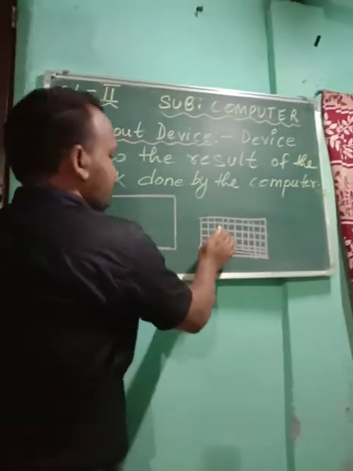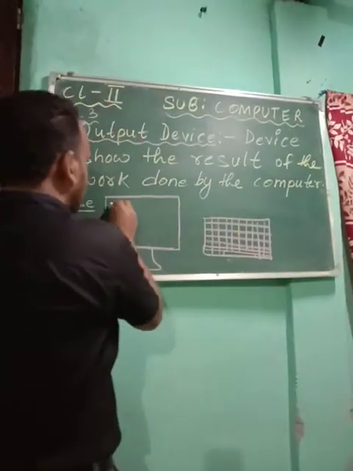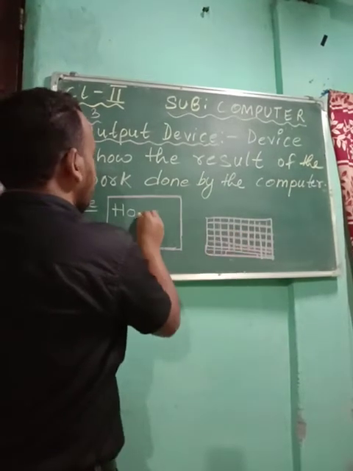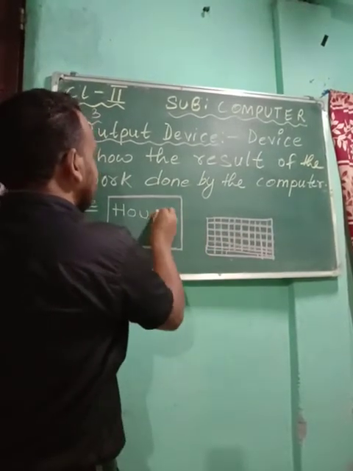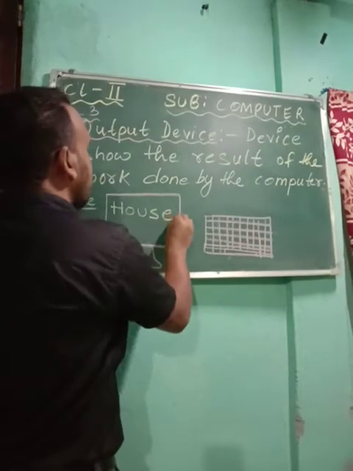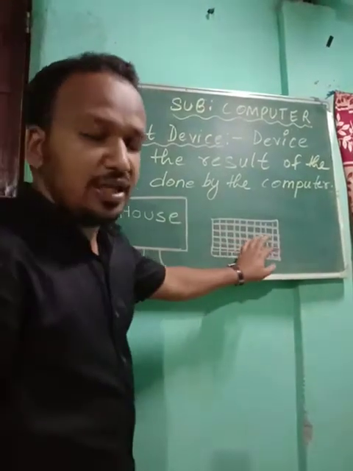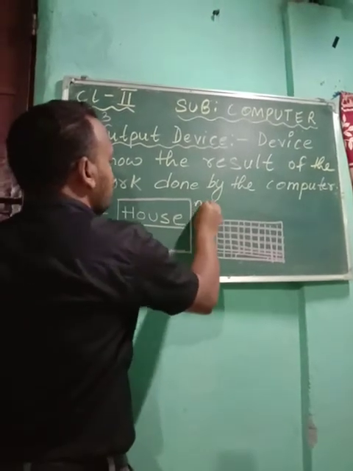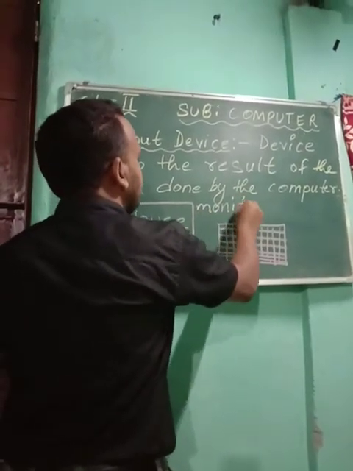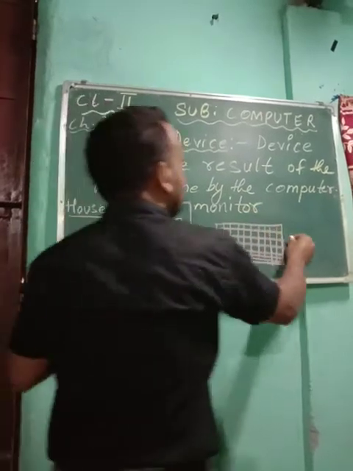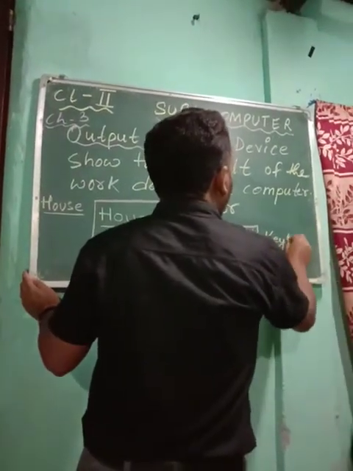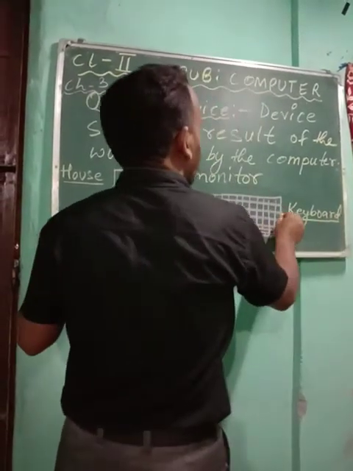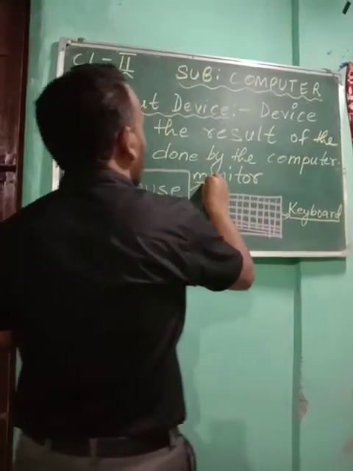When you type H, it comes. You type O, it comes. You type U, it comes. You type S, it comes. You type E, it comes. So when you are typing on the keyboard, the word is coming on the monitor screen. This is your keyboard, and this is your monitor.